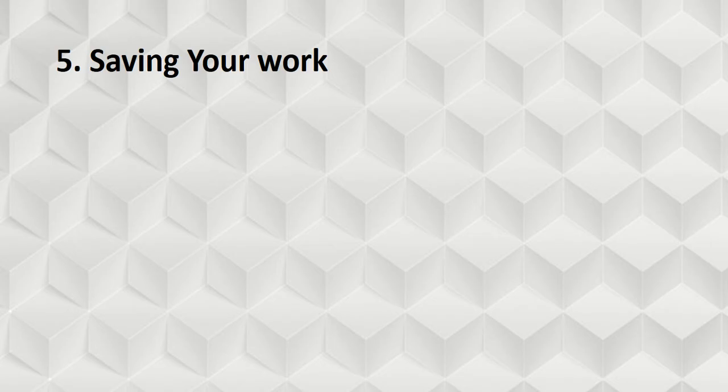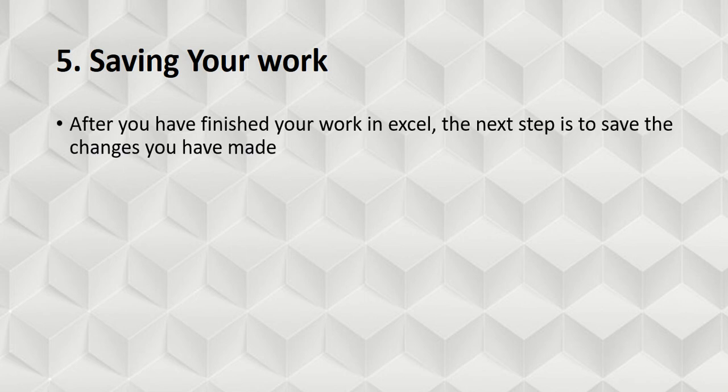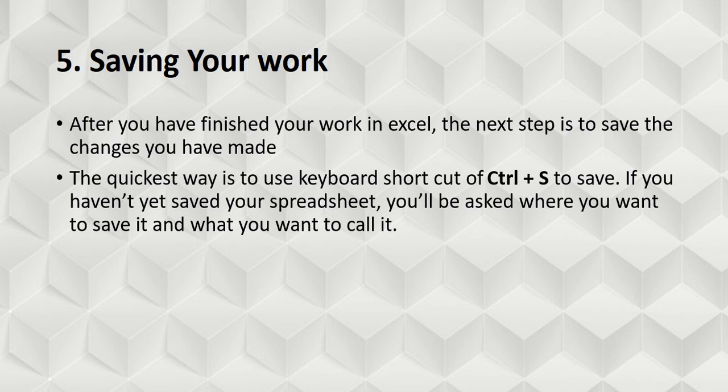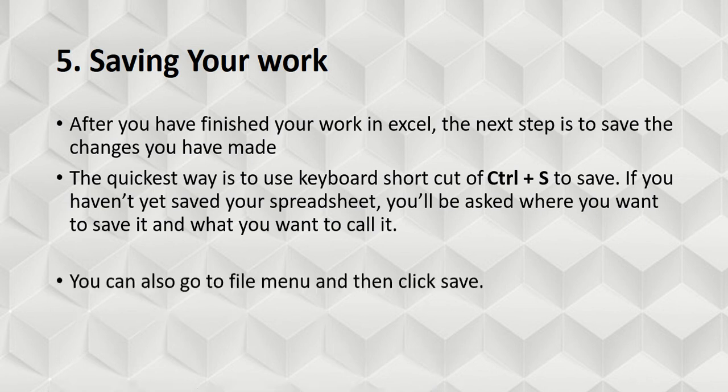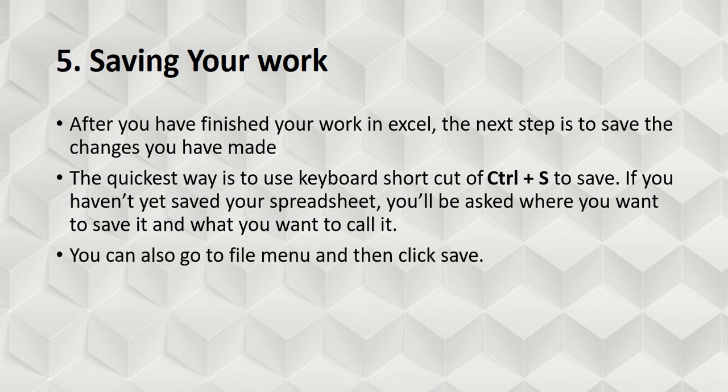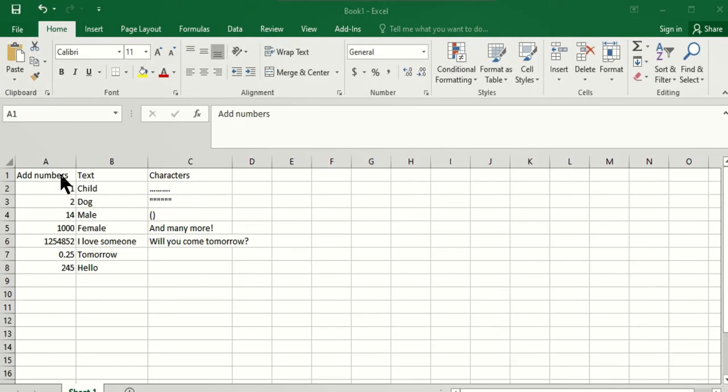After you have completed your task, the next step is to save your work. After you have finished your work in Excel, the next step is to save the changes you have made. The quickest way is to use the keyboard shortcut Ctrl plus S to save. If you haven't yet saved your spreadsheet, you'll be asked where you want to save it and what you want to call it. You can also go to the File menu and then click Save like this.